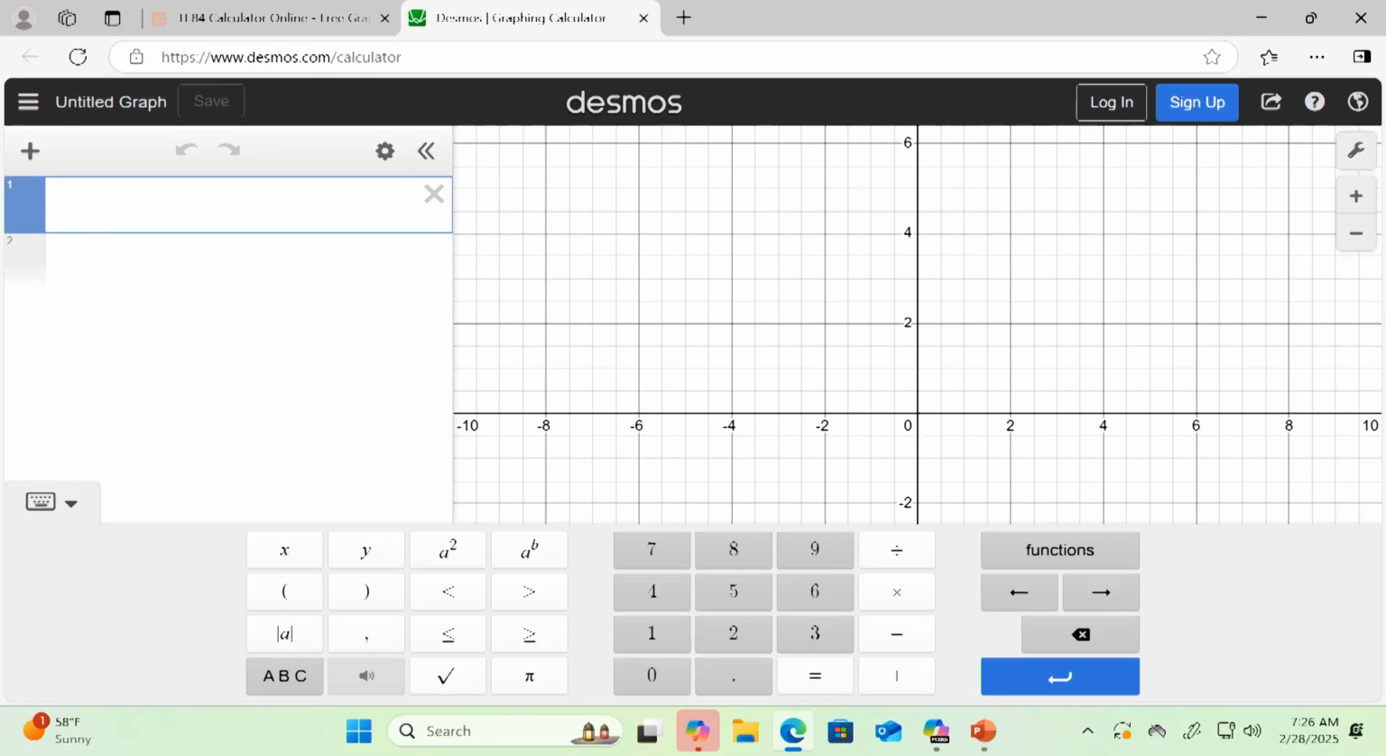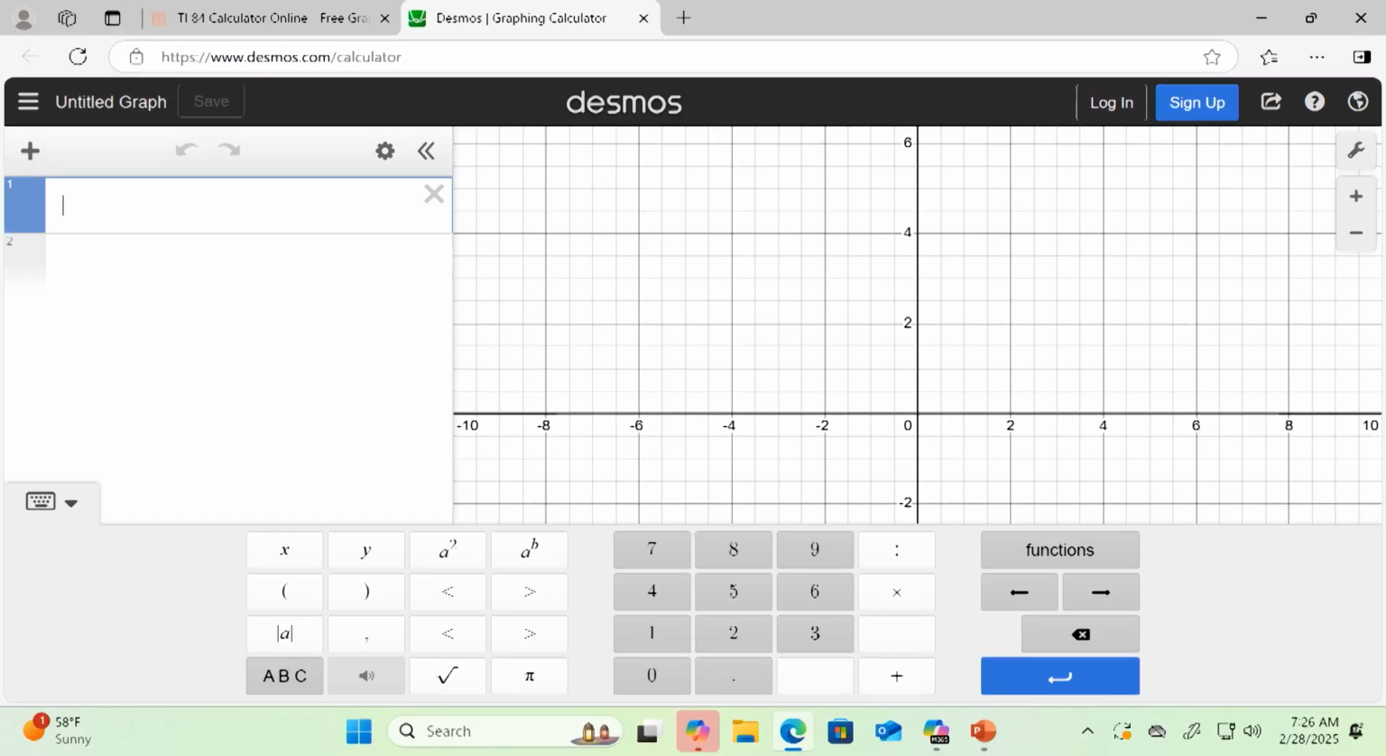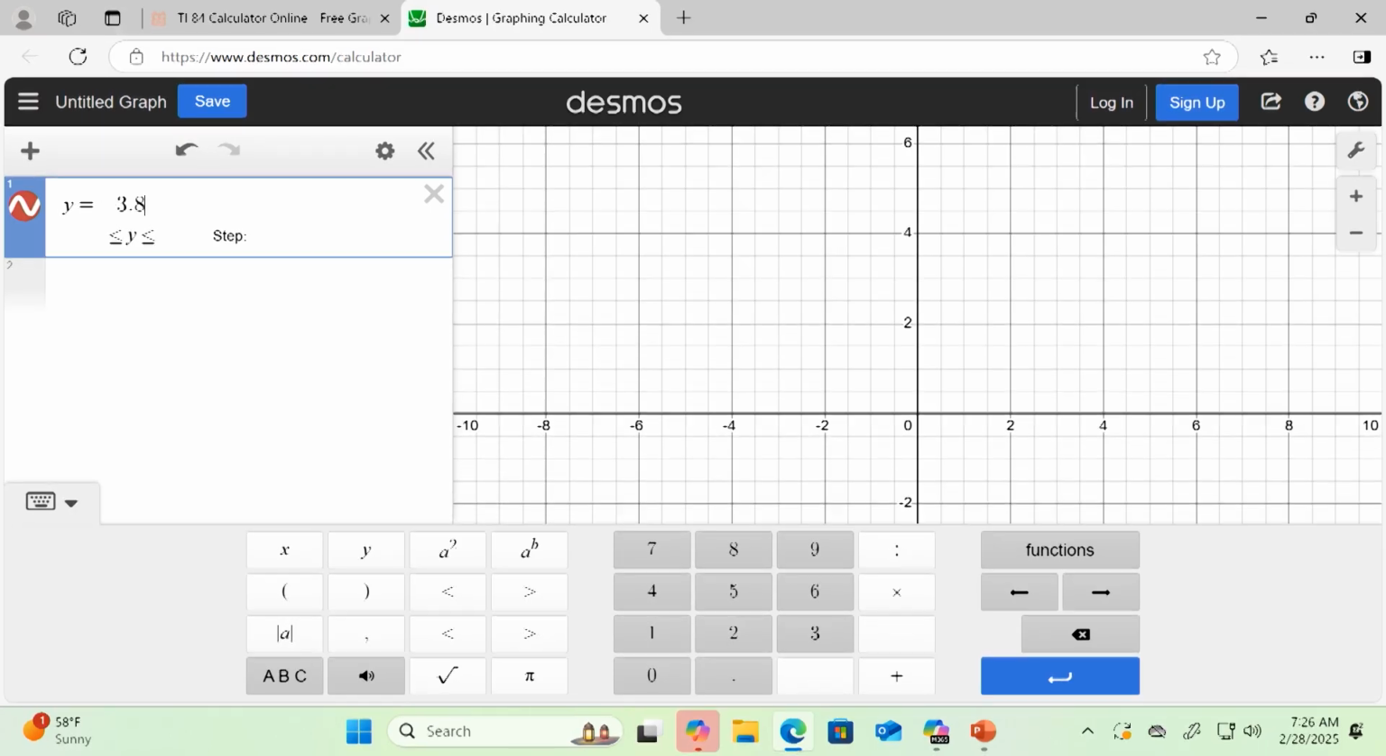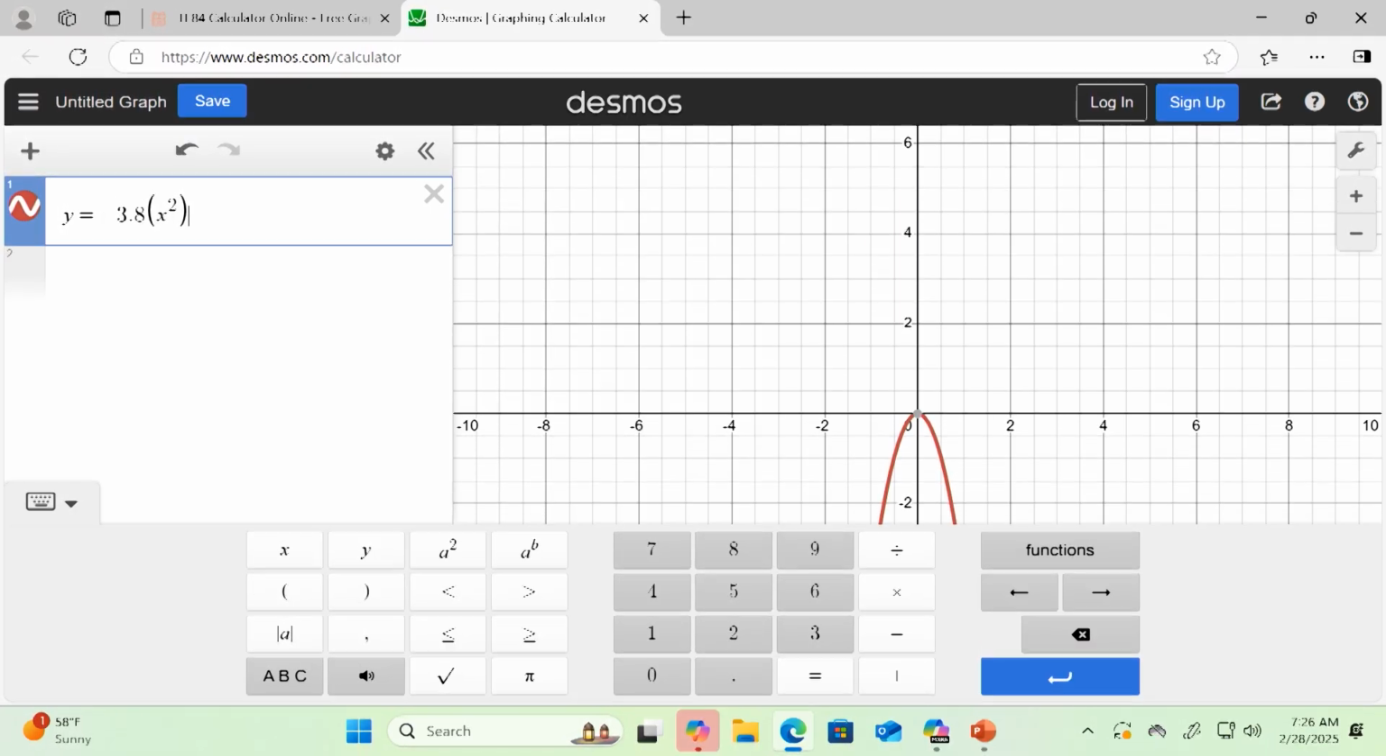So I'm going to have y equals, and then I'm going to put in -3.8 parentheses x squared. Nope, not x squared, I'm sorry. I put the wrong number in.